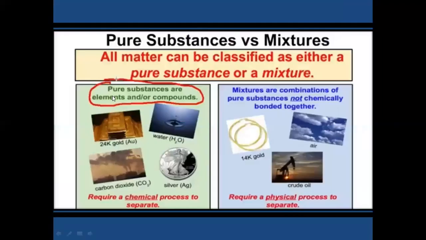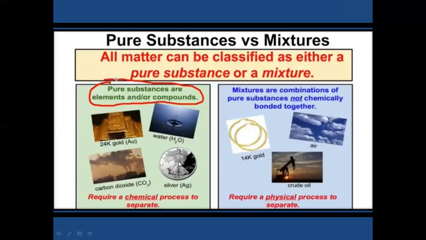Comparison between pure substances, like elements and compounds, and mixtures. So pure substances are elements and compounds. Mixtures are combinations of pure substances but not chemically bonded together. In a compound, the elements are combined chemically, but in a mixture they are not combined chemically. Water is an example of a compound. Gold is an example of an element. Silver is an example of an element, and carbon dioxide is an example of a compound.